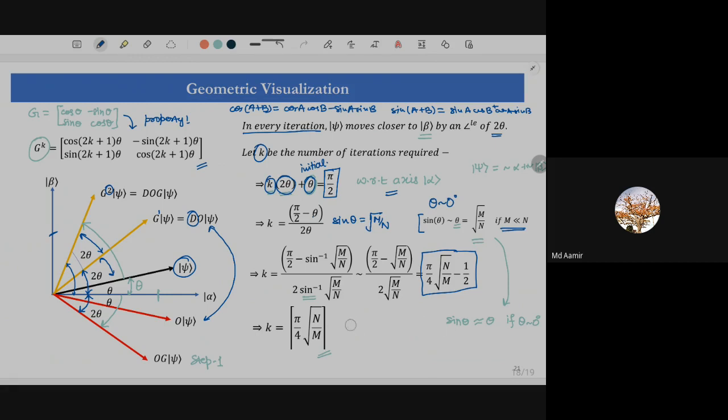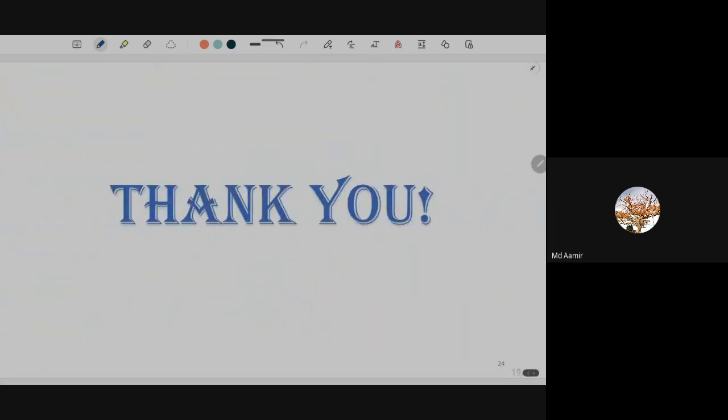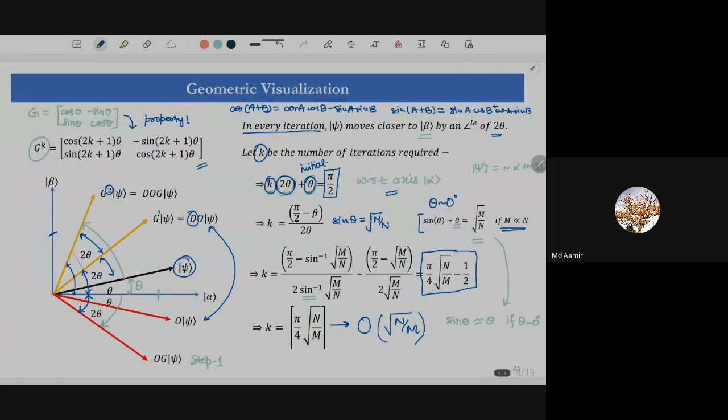And this will basically be the ceiling of pi by 4 square root of n by m, and this will give us order root of n by m. And this is how we prove that the complexity is of order square root of n by m. So this completes the whole thing of Grover's algorithm, and maybe we'll just wait for 2-3 minutes, and then we'll go to the Qiskit implementation of Grover's algorithm.